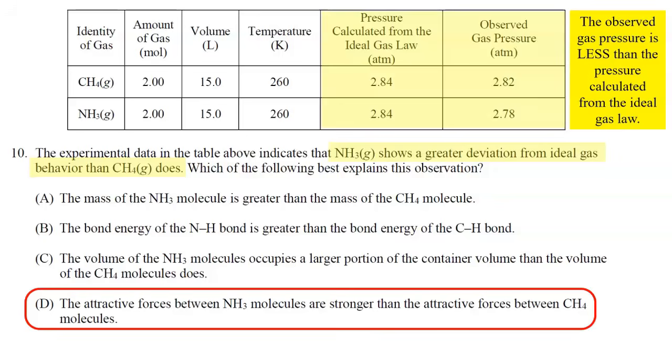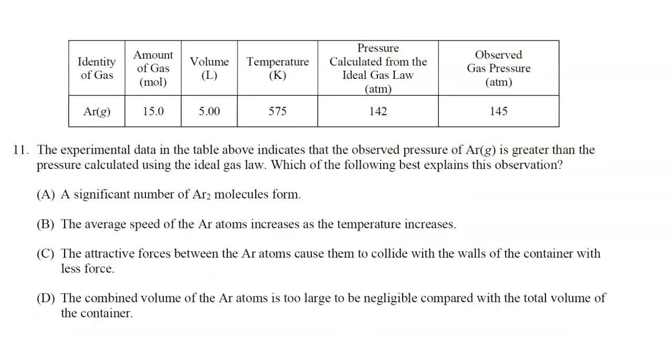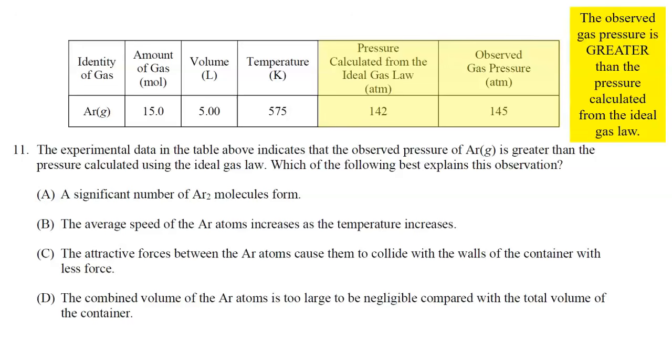Now let's take a look at question 11. Question 11 says the experimental data in the table above indicates that the observed pressure of argon gas is greater than the pressure calculated using the ideal gas law. Which of the following best explains this observation? So we can see from the information in the data table that a pressure of 142 atmospheres is the pressure calculated from the ideal gas law for this gas sample. But the observed gas pressure is not 142, it's actually 145.